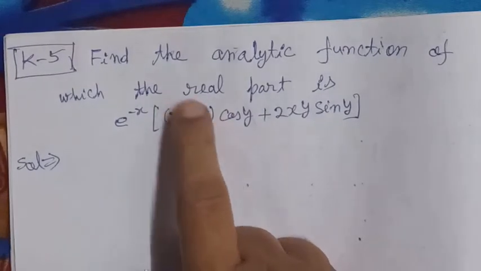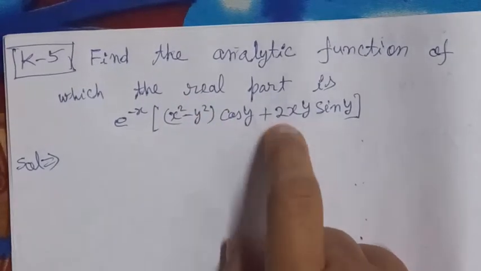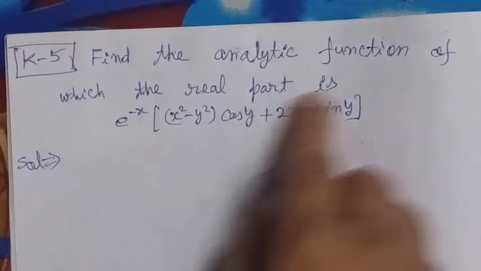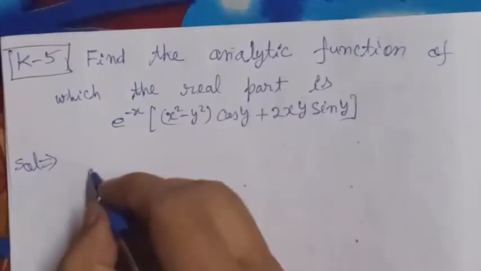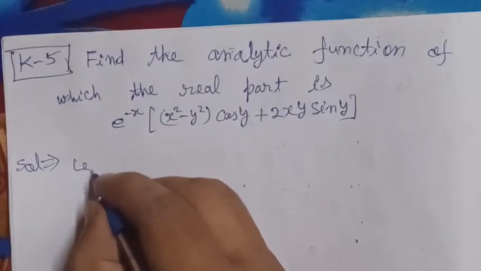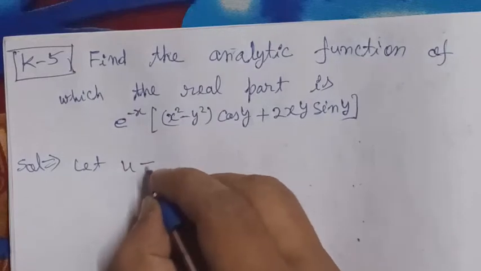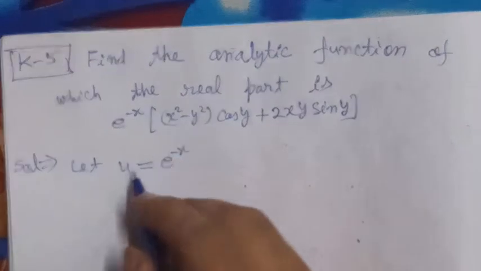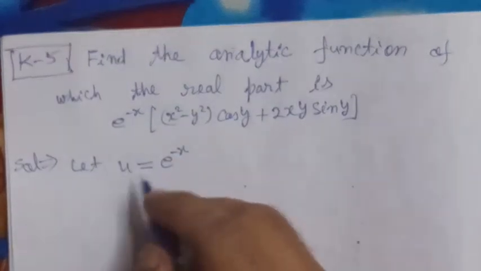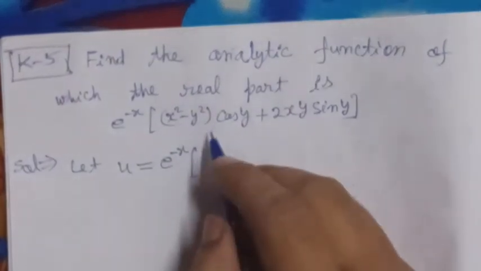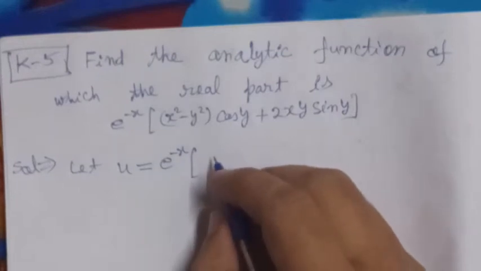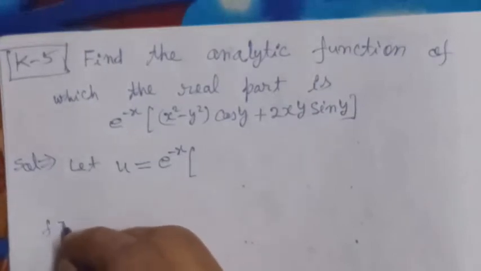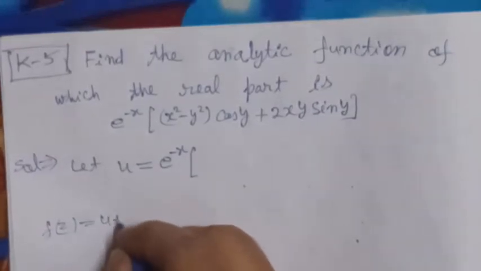square minus y square multiplied by cos y plus 2x sin y. This is the real part. We write the real part as u. Let u be the real part of the analytic function. We know that the analytic function f(z) is equal to u plus iv.